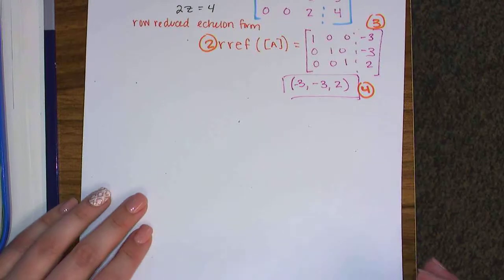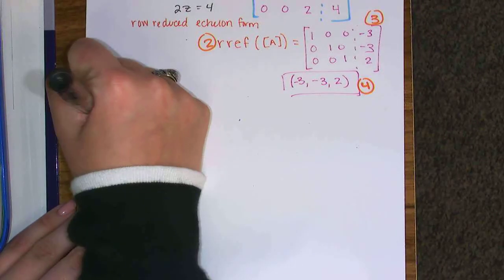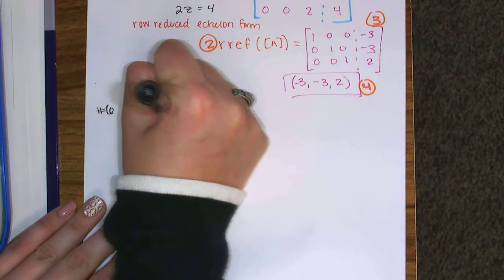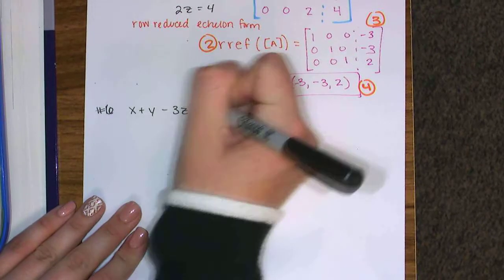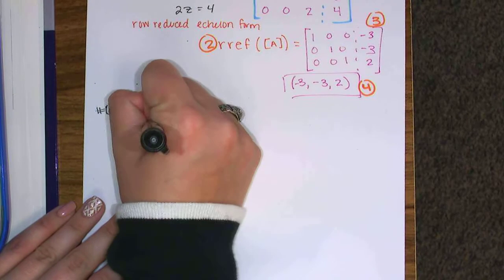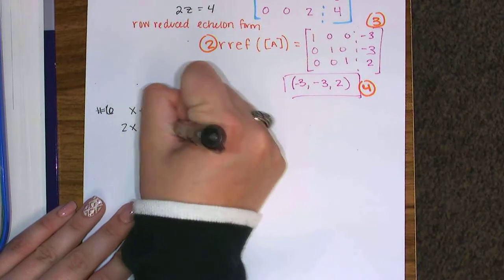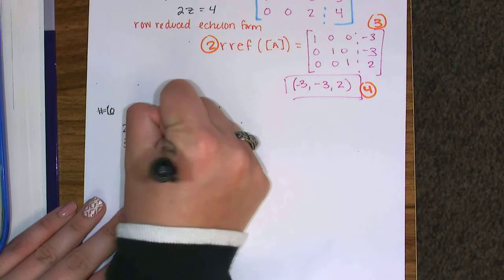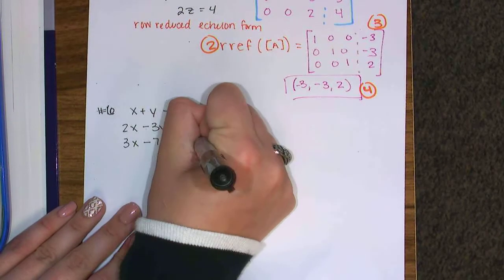So, number 6, x plus y minus 3z is equal to negative 1. 2x minus 3y plus z is equal to 4. 3x minus 7y plus 5z is equal to 4.